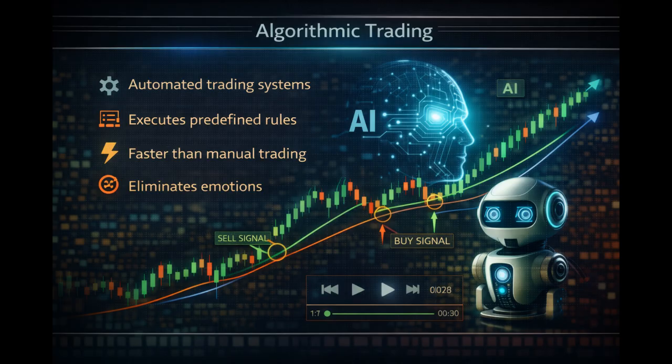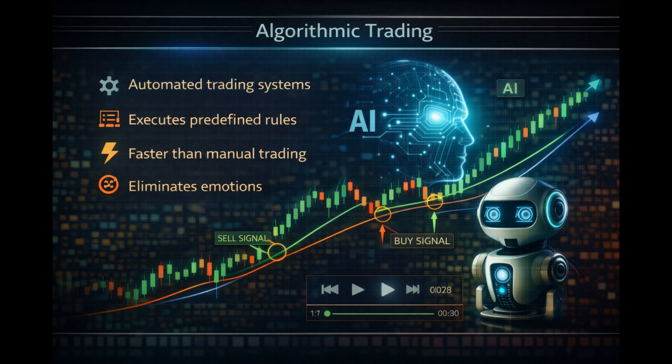Advantages of algorithmic trading. Algorithmic trading offers several advantages compared to manual trading. Speed and efficiency. Algorithms can analyze market data and execute trades within milliseconds. This speed allows traders to capture opportunities that might be missed during manual trading. Emotion-free trading. Automated systems follow predefined rules and do not suffer from emotional biases such as fear or greed.